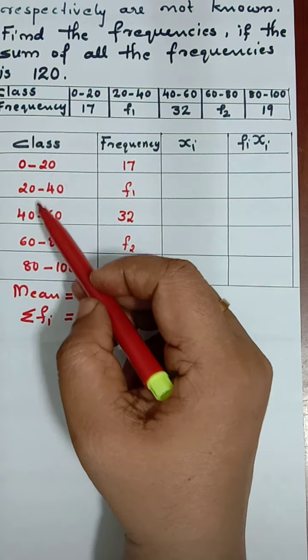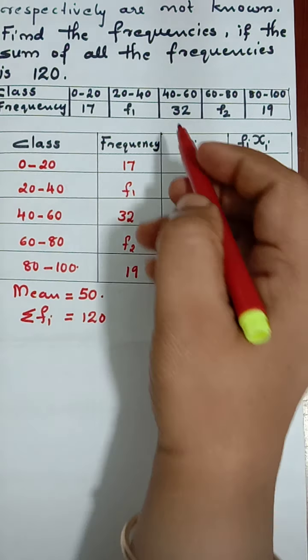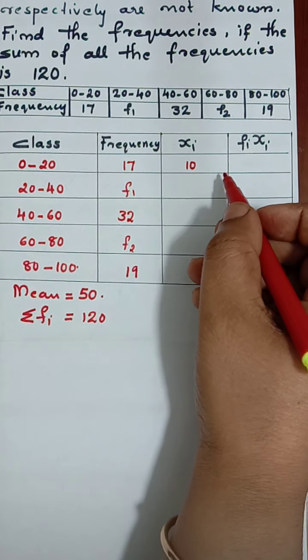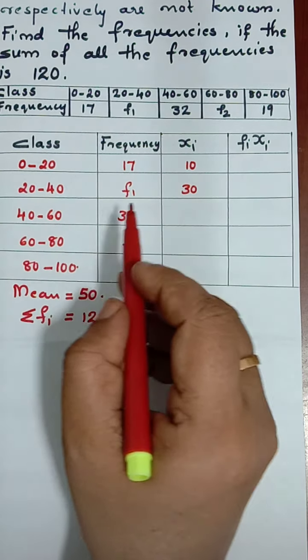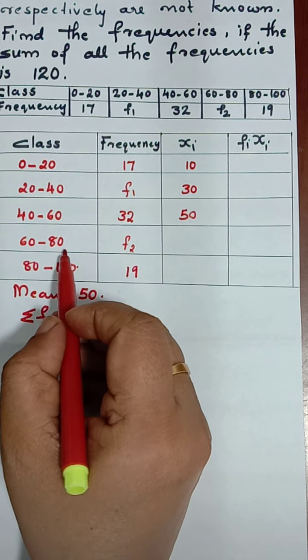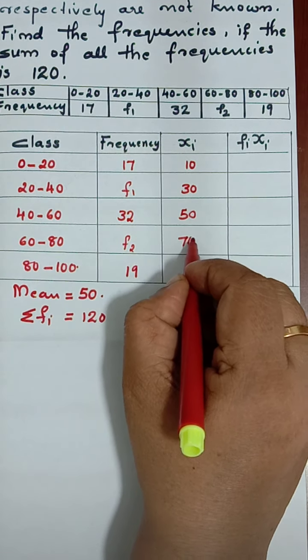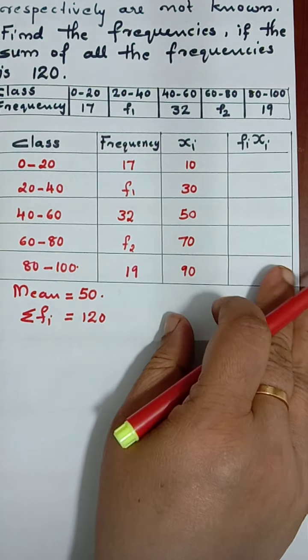Xi is the mid value of these classes. 0 plus 20, 20 by 2, that is 10. 20 plus 40, 60 by 2 is 30. 40 plus 60, 100 by 2, 50. 60 plus 80, 140 by 2, 70. 80 plus 100, 180 by 2 is 90.